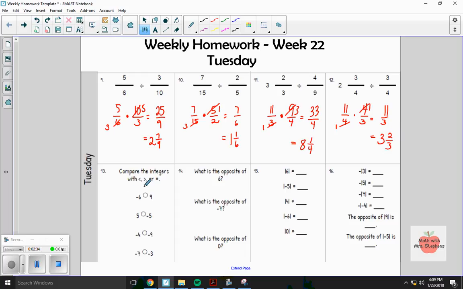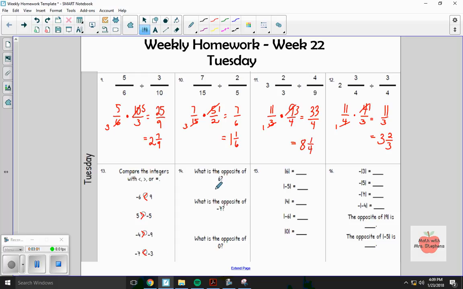Compare with less than, greater than, or equal to. -6 is less than 9. Your negatives are always less than positives. 5 is greater than -5. Remember, when you have 2 negatives, the number closest to 0 is greater. So -4 is greater than -9, and -7 is less than -3.